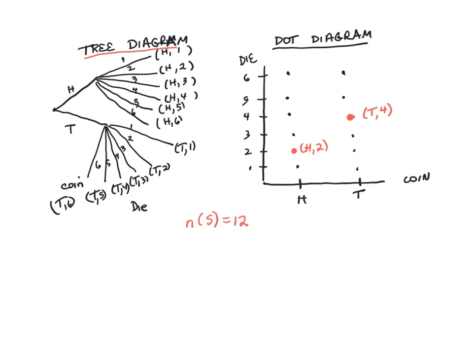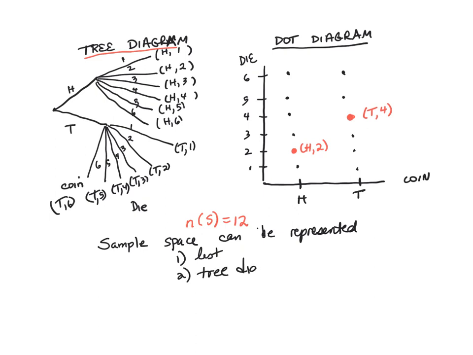Let's just make a note. So the sample space can be represented by a list, which is very difficult to do. A tree diagram could help us make that list. But I think the most efficient is a dot diagram.